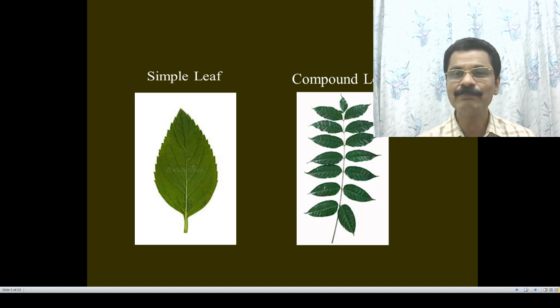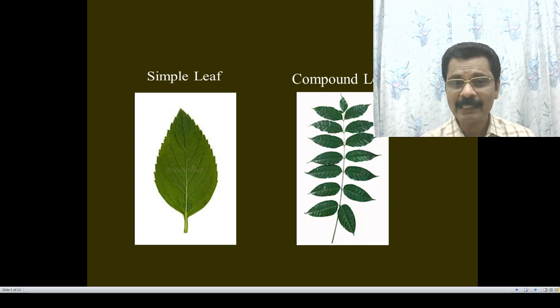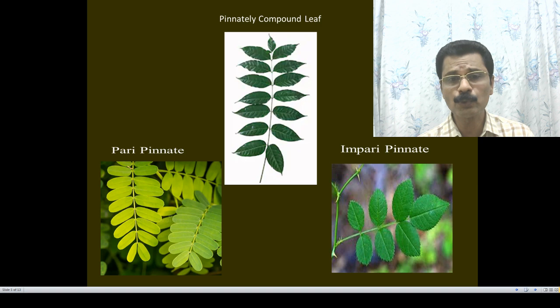See, what is simple leaf and compound leaf? In compound leaf, you can see numerous lamina, and such lamina of the compound leaves are called leaflet. That lamina is called leaflet, and the main petiole is called rachis. So such a type of leaves are called compound leaf. Simple leaf and compound leaf. Could you follow me?